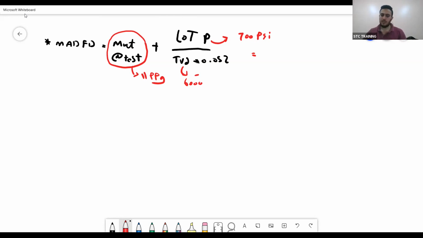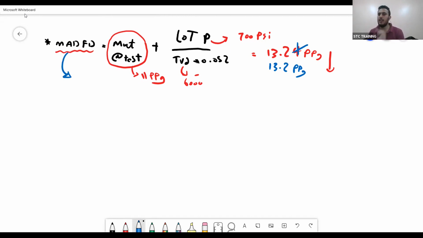(700/6,000)×0.52+11. So the answer here will be 13.24 ppg. And as we mentioned yesterday, this maximum allowable drilling fluid density needs to be rounded down. So the answer here will be only 13.2 ppg. We remove this one, only one decimal after the point. This maximum allowable drilling fluid density may be given to you in the cal sheet as given data.